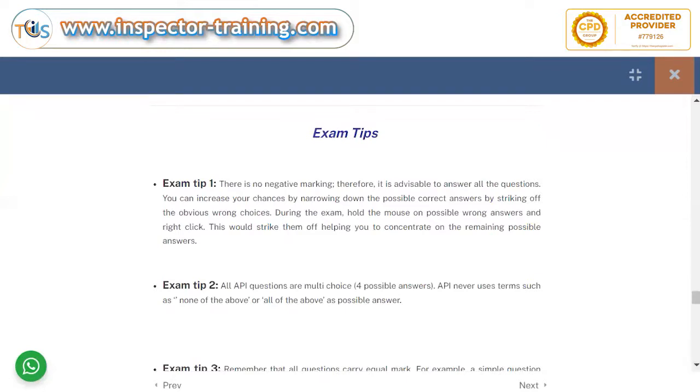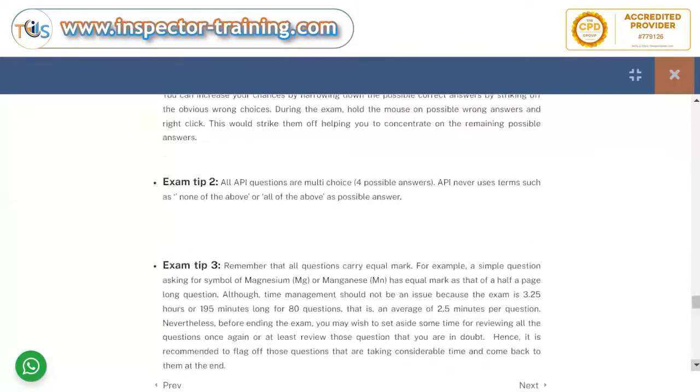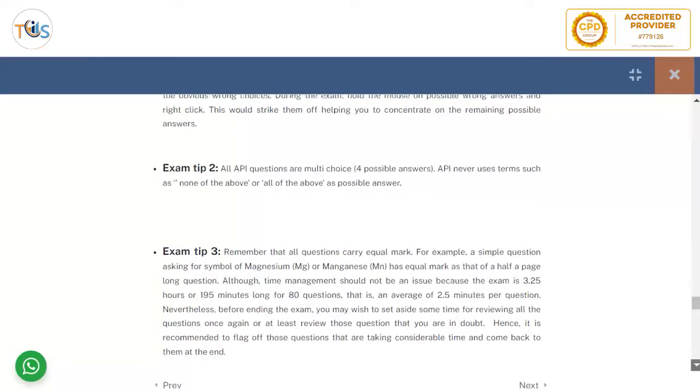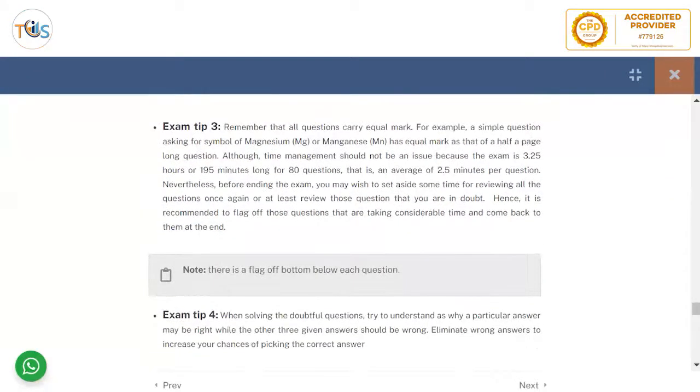All the API questions are multi-choice, with 4 possible answers. API never uses terms such as none of the above, all of the above, both A and B, or both B and C as possible answers. Remember that all questions carry equal mark. For example, a simple question asking for the symbol of magnesium, Mg, or manganese has equal mark as that of a half a page long question.